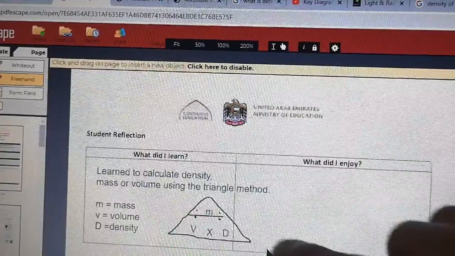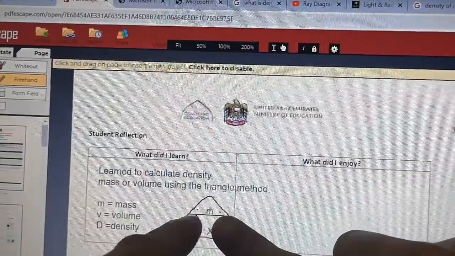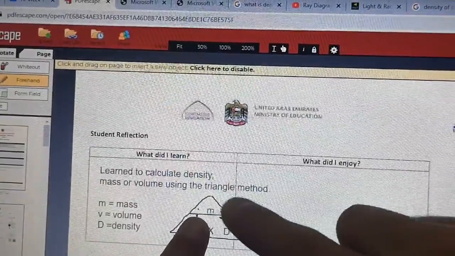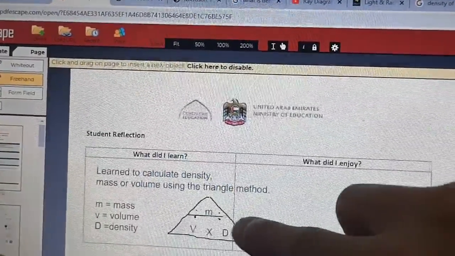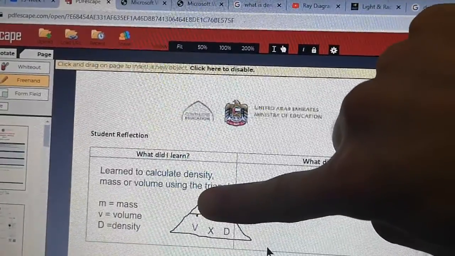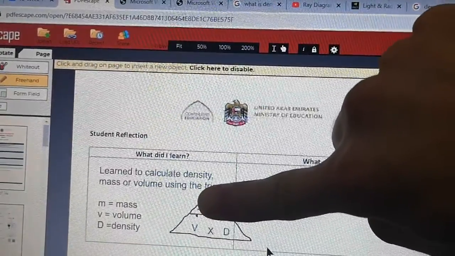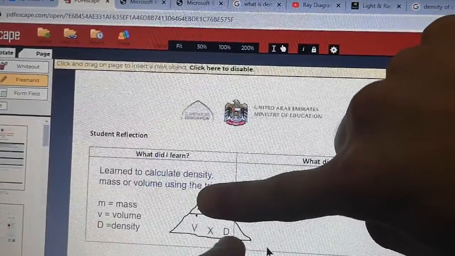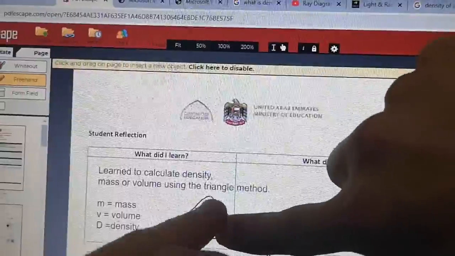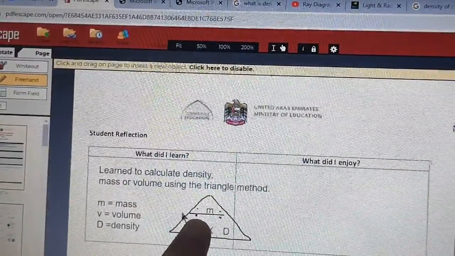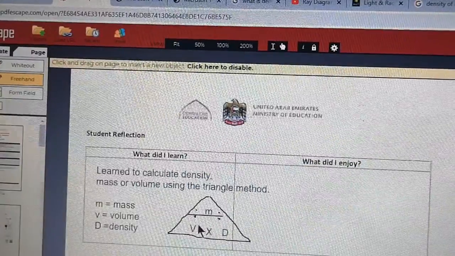So remember, if we want to find density, mass divide volume. If we want to find volume, cover volume, mass divide density. If we want to find mass, volume times density. So that's what you do in the calculation. And of course, the question usually gives you those 2, so you can always just put those 2 numbers into the calculator for mass and density or whatever it is.